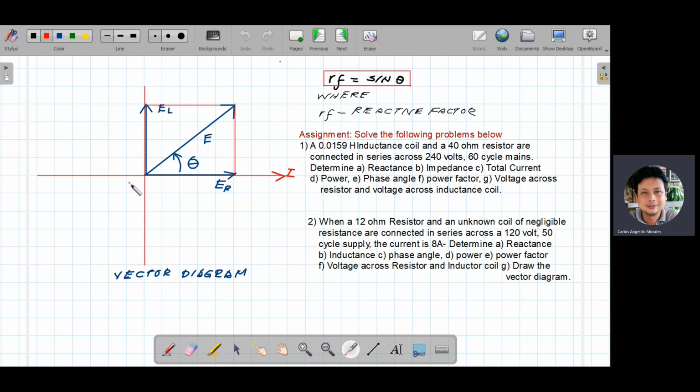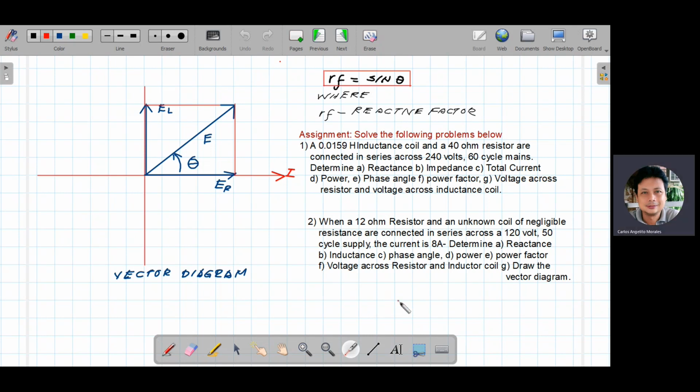So, ito yung vector diagram niya. No? Ito yung ER, ito yung EL, ito yung resultant niya, which is the applied voltage, ito yung phase angle niya. So, reactive factor is given by the formula of sine theta. Kabaligtaran nito ng cosine theta, no? Where RF is reactive factor.